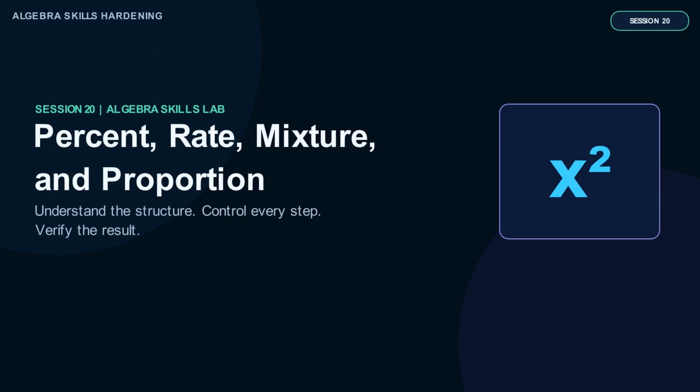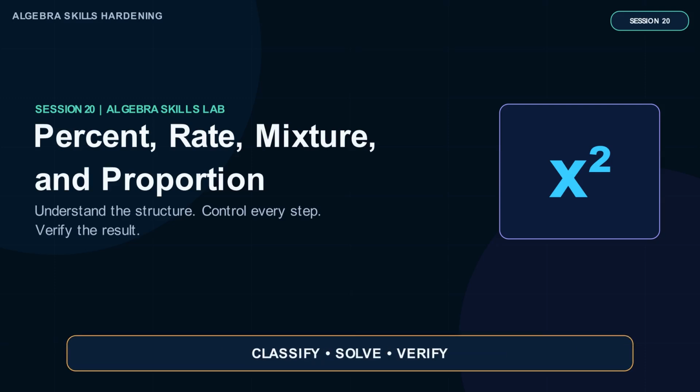Welcome to Session 20, Percent, Rate, Mixture, and Proportion. This lesson strengthens algebra that remains reliable when the numbers or representations become unfamiliar. You will learn to represent repeated percent changes with multiplicative factors, to build rate equations with consistent units, and to construct weighted mixture equations from pure amounts. Treat these as connected habits.